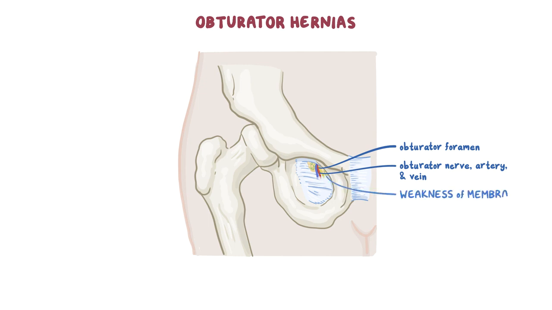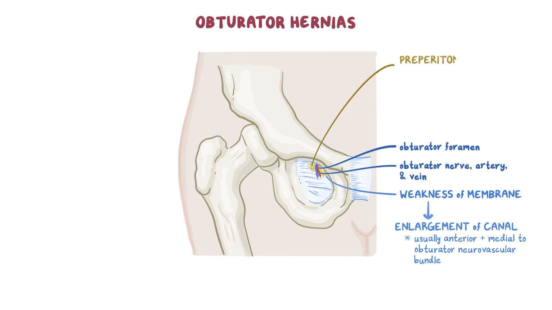Weakness of the obturator membrane can cause enlargement of the obturator canal, with a defect that is usually anterior and medial to the obturator neurovascular bundle. Preperitoneal fat and lymphatic tissue in the obturator canal normally form a cushion around the neurovascular bundle that prevents herniation. Thus, obturator hernia usually occurs in the setting of profound weight loss.